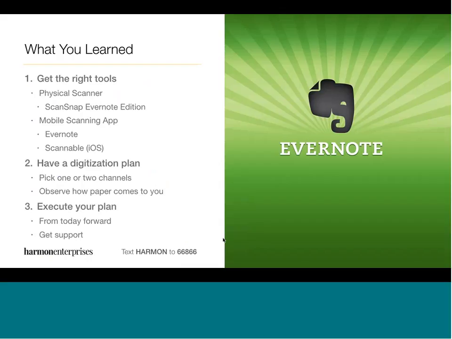So let's review what we have discussed today. You've got to get the right tools in place: a physical scanner and a mobile scanning app. I gave you my favorite options for that. You want to have a digitization plan. Pick one or two channels, and also become more aware of ways that paper is entering your world. How is paper coming to you? Then make a plan for how you're going to get that digitized and documented, putting it into your digital world in Evernote. And then execute your plan. Decide from today forward, I'm not going to accumulate any more receipts, and get support in whatever manner is going to suit you best.